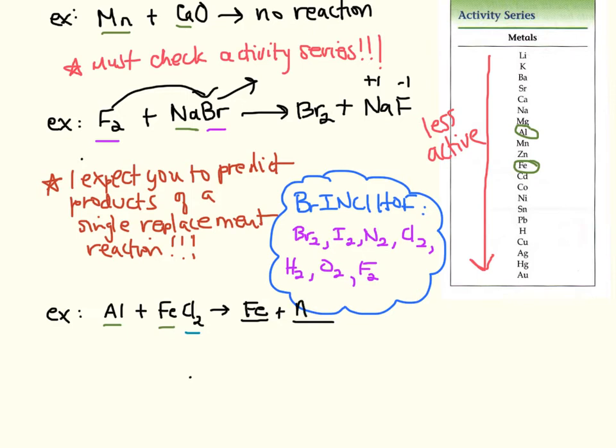However, we need to look at charges on our aluminum and our chlorine. So aluminum has a +3 charge, and chlorine is a -1 charge. So because of those charges, and because we're making an ionic compound here, we need to cross the charges down and end up with AlCl3. And then, of course, you can go back and erase the charges because they've canceled out. So there are the products of this single replacement reaction.